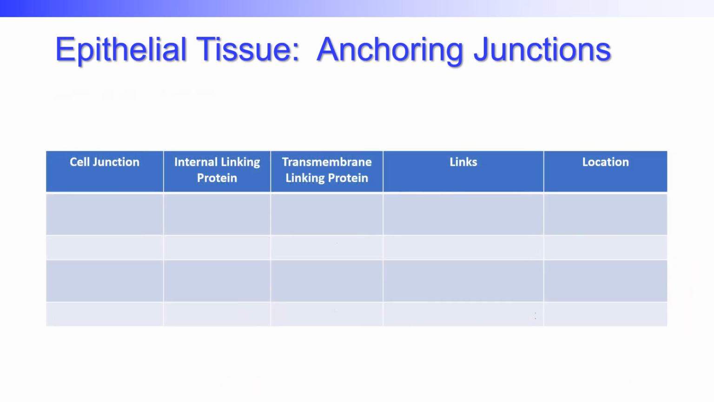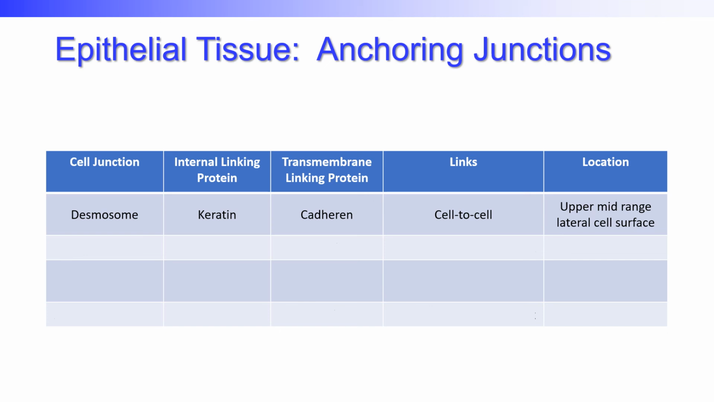So let's review these anchoring junctions, the proteins, and what they're linking to. Just put it all on a chart here. So we started off talking about desmosomes, and we said that the internal linking protein for desmosomes was keratin, and that the transmembrane linking protein was going to be cadherin, and that desmosomes' job is to link cells to cells, and that we would typically find these in the upper mid-range of the lateral cell surface, not quite up to the apical surface, but more towards the apical surface and the basal surface.